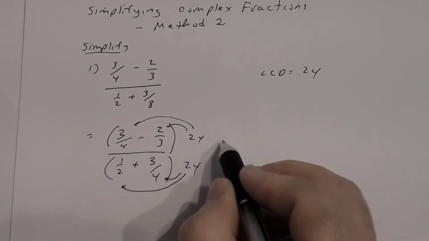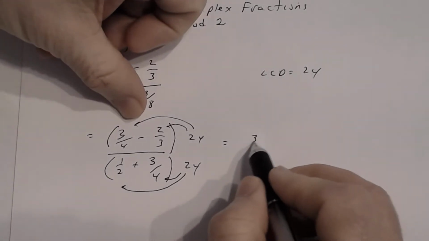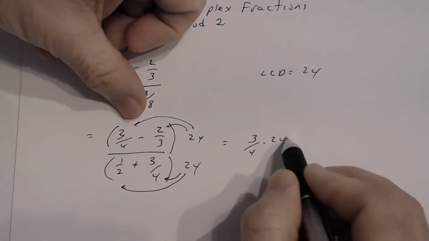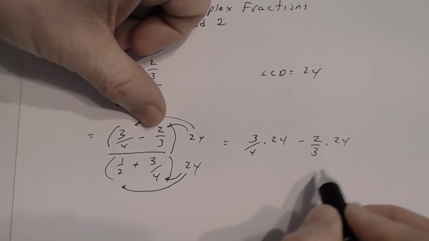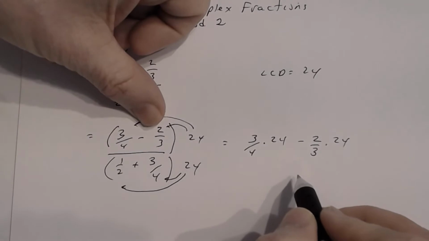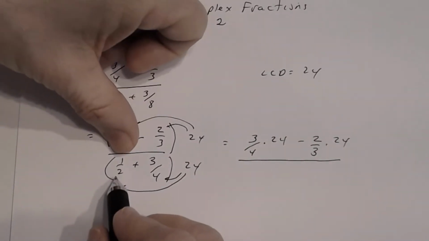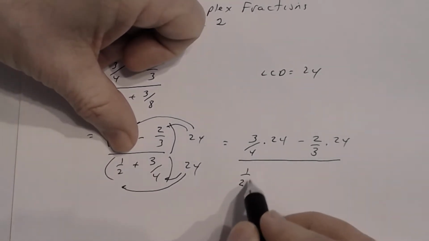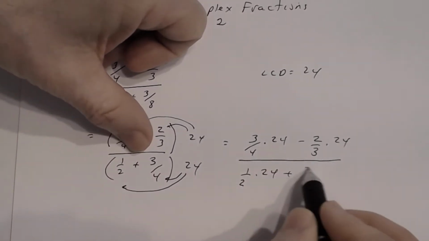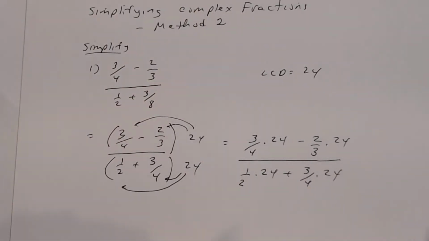All right, so now you get this. Now actually write out these steps. You get 3/4 times 24 minus 2/3 times 24. See what that looks like? That's important you do that. Divided by, now the denominator, the fractions in the denominator, 1/2 times 24 plus 3/4 times 24.